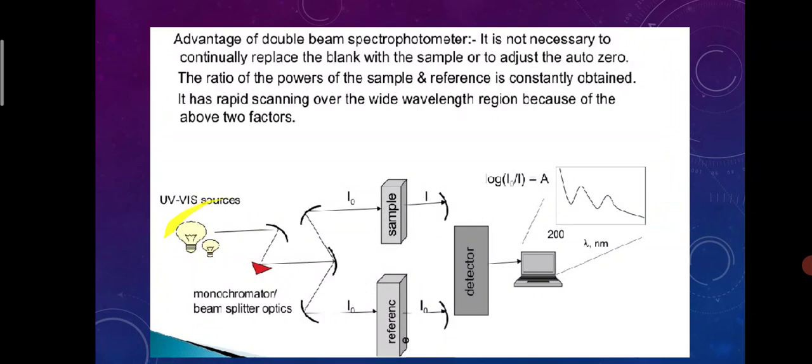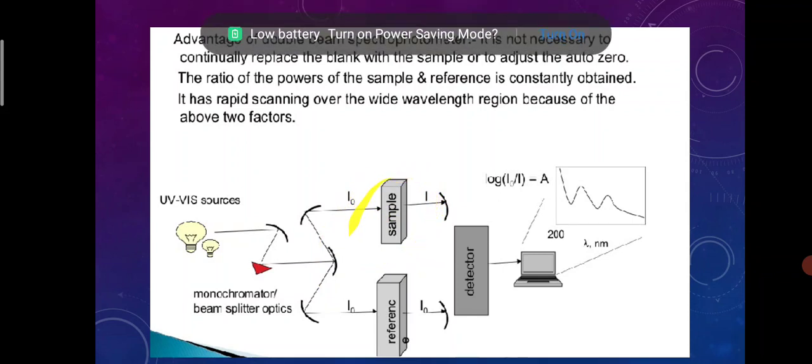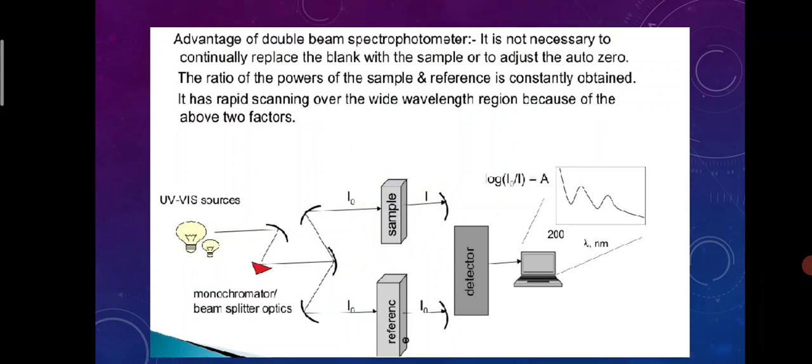Here we see that this is an ultraviolet source. After that, the output from this monochromator is split into two rays. 50% of the light rays are given to the sample, and 50% of the light is given to the reference cell. After that, the sample and reference cells are analyzed by using this detector. The detector gives a particular output, and that output is recorded by using these readout devices.